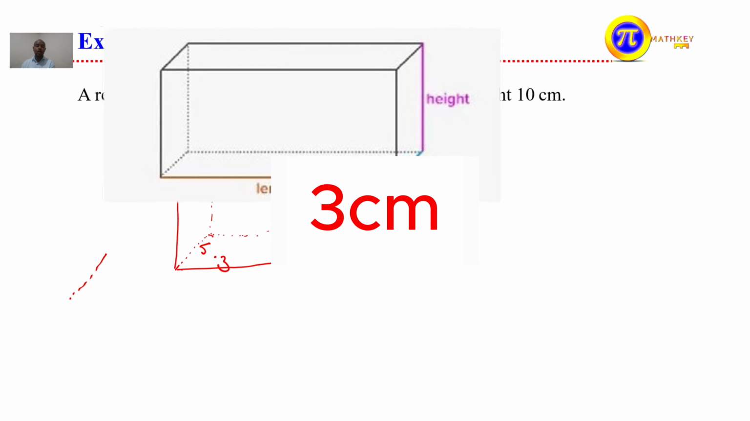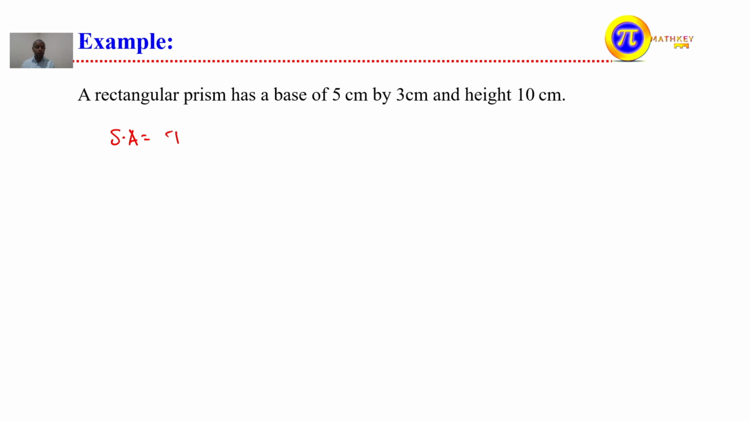If that's so, what is the surface area for this one? We call this surface area, or we can say total surface area. You can use them interchangeably, which is equal to twice its base area plus the lateral surface area. That means P times H. We call this the lateral surface area.